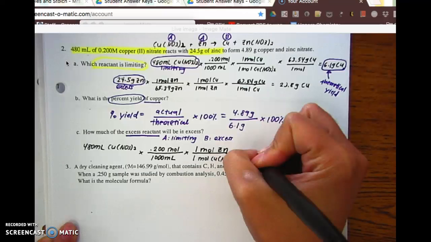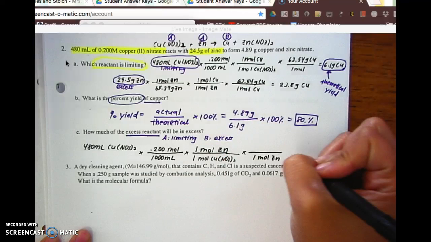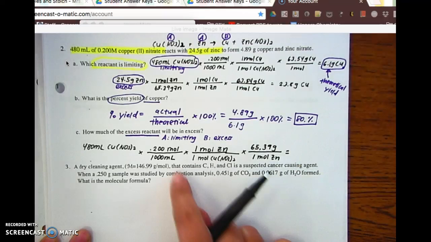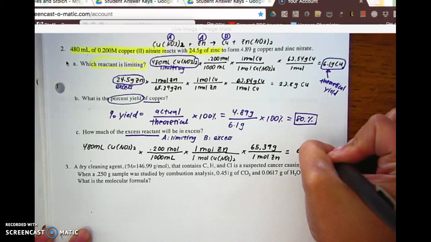Now, to get to grams, I'm going to put 1 mole of zinc on the bottom, and then on top we're going to put the molar mass of zinc, which we know to be 65.39 grams. Okay, so if you multiply all the way through and then divide by 1,000, and we go to 2 sig figs because of the 480, you would wind up with 6.3 grams of zinc that are used.